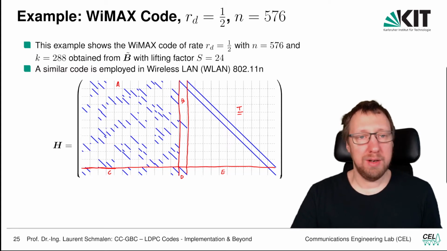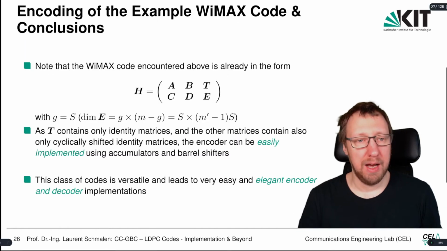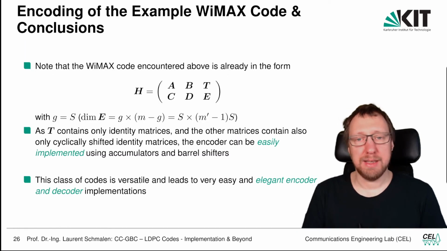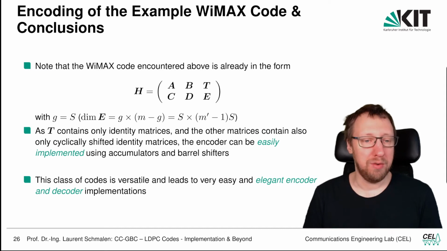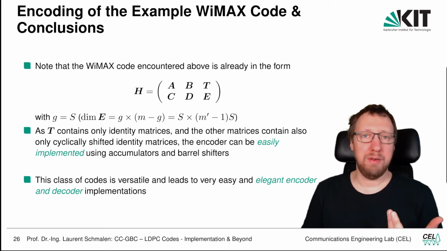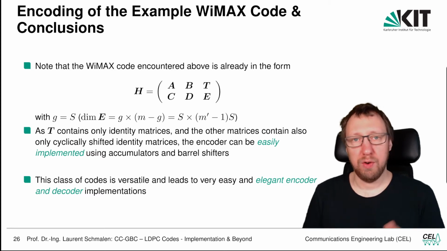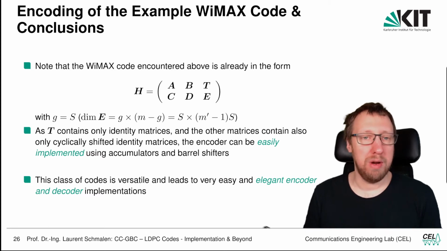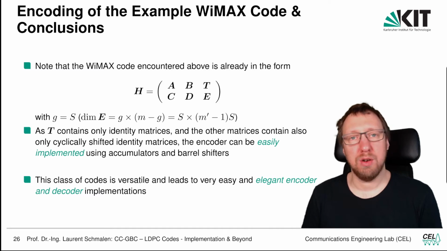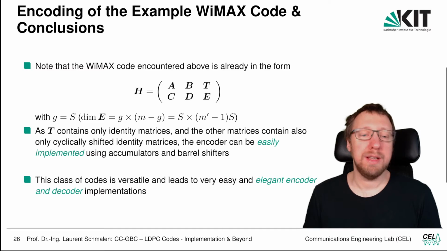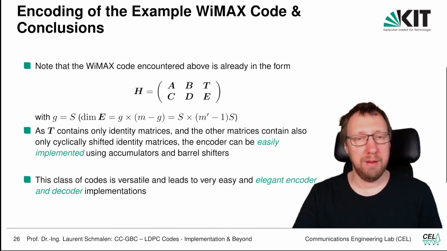Okay, so this is the WiMAX code. As I said, it's immediately in the form that we need to have. And there is a very simple circuit that you can use for encoding using accumulators and what is called a barrel shifter. This class of codes also leads to very elegant and simple encoder and decoder implementations.